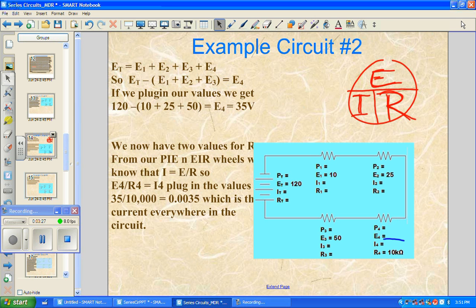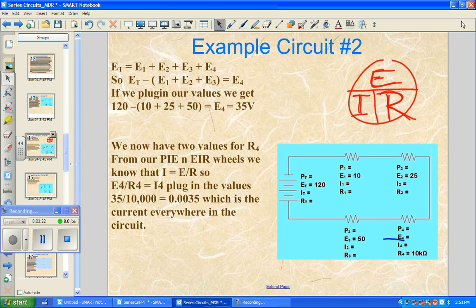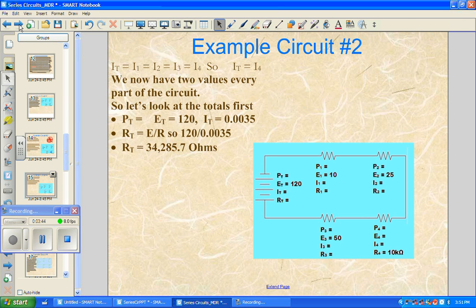Sorry, we're talking about current here. Okay, so we're talking about 3.5 milliamps. So if we have 3.5 milliamps everywhere else, we can plug that in everywhere around the circuit. So now we can just run around and plug in. We had 35 volts here that we found, and 0.0035, and 0.0035. And also, I already plugged it into the current total, so that's our current total also, right?